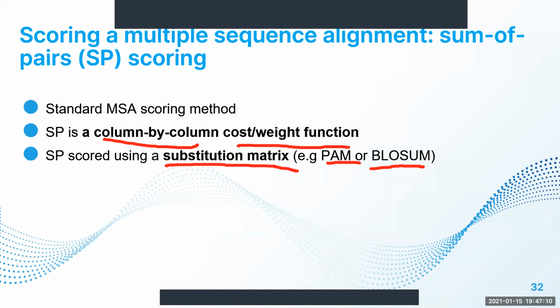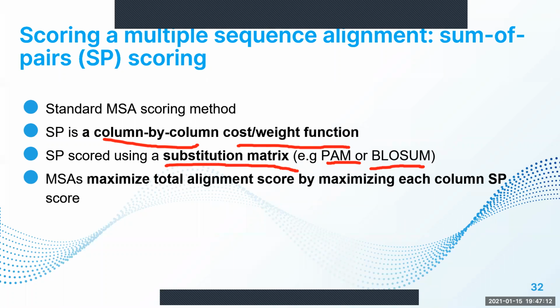We want to maximize our total alignment score by maximizing each column. That means we get the optimal solution for MSA by maximizing the score for each column. For each column, we try to get the max value, and by getting the max values, we finally get the maximized MSA.